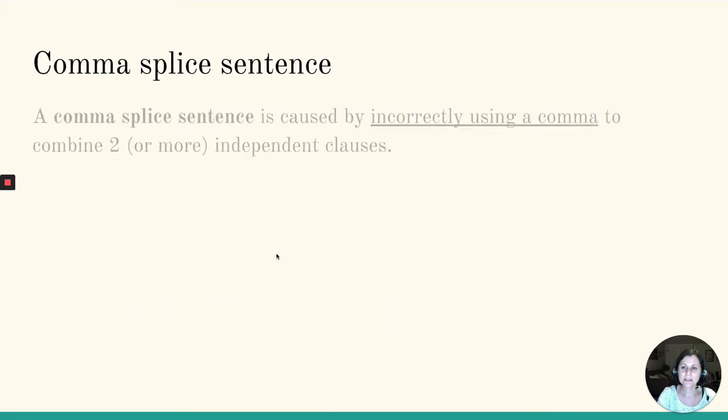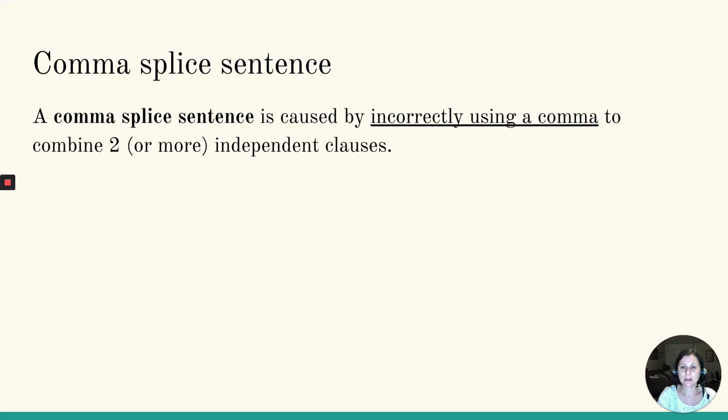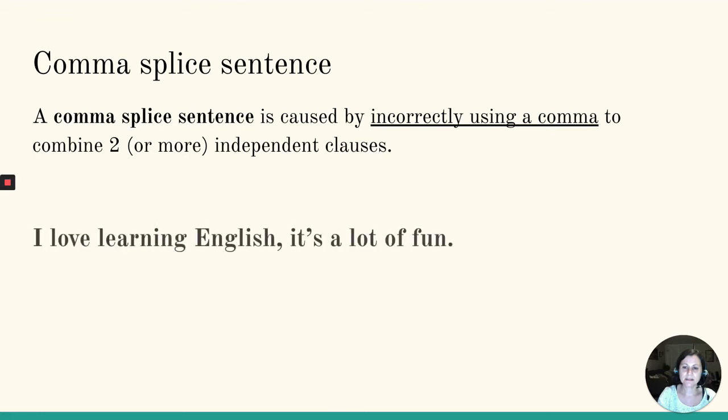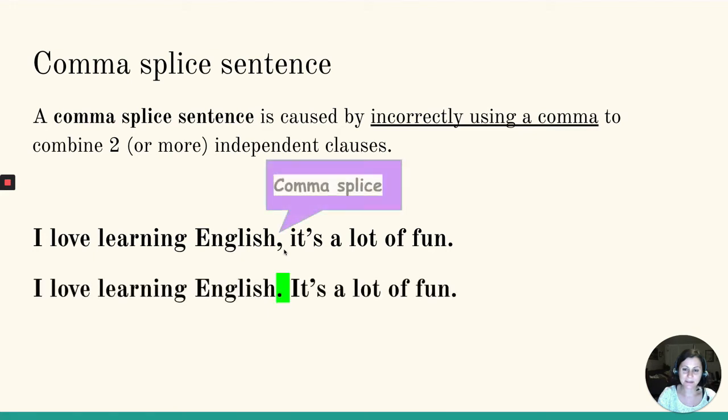A comma splice is similar to a run-on. It's caused by incorrectly using a comma to combine two or more independent clauses. I love learning English, it's a lot of fun. So this is similar to a run-on, but you just added a comma here. But that's not correct either. This is a comma splice. You can't combine two sentences with only a comma. This is incorrect. After a sentence, you can put a period.